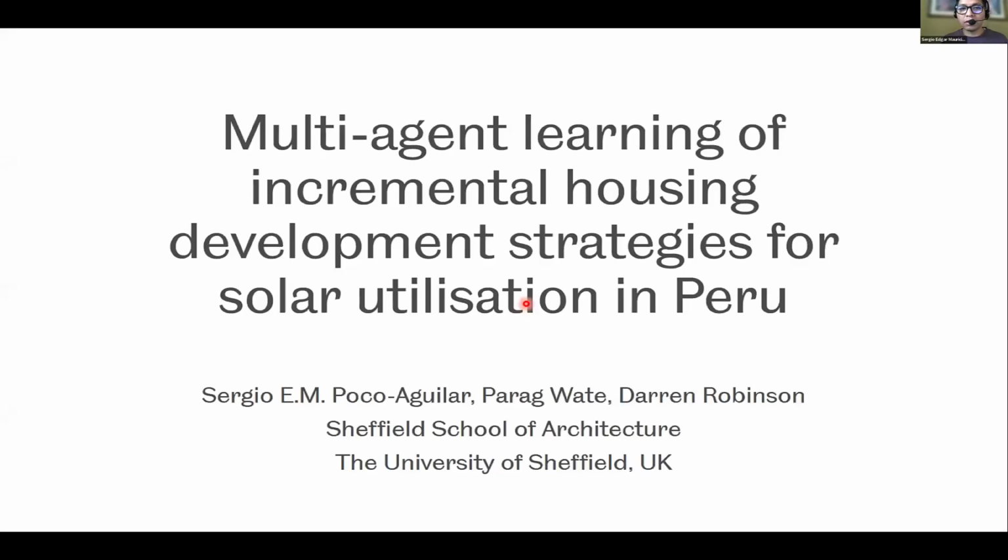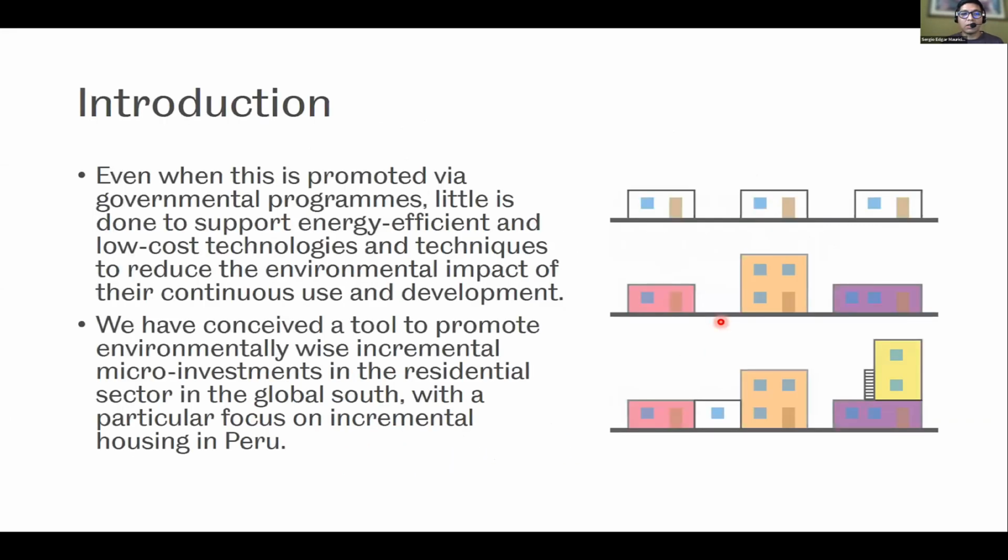Okay, so I'll start with my presentation. I'm going to present to you this paper that is part of my PhD research. So first, I want to introduce to you incremental housing. This is a strategy that's taken by most households in the global south, as they don't have access to traditional financial products like mortgages. So they rely the construction and improvement of their houses on small loans and, of course, on savings.